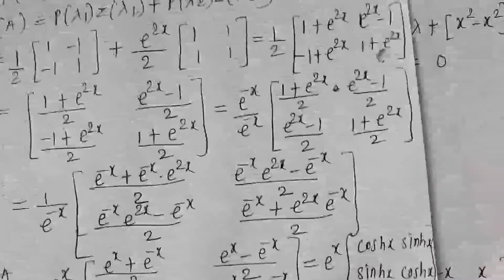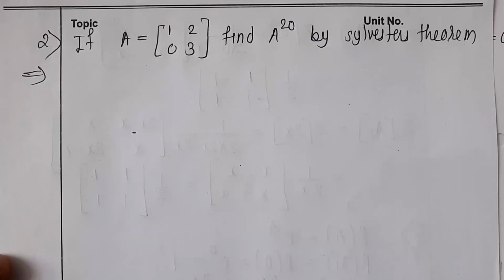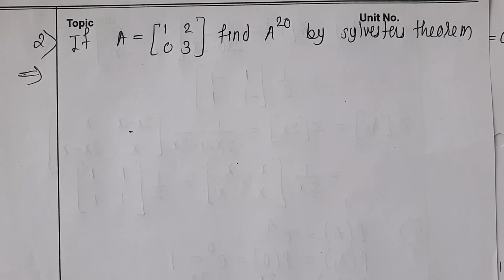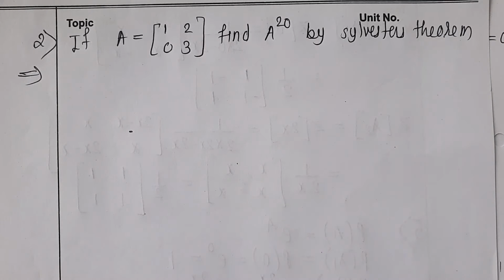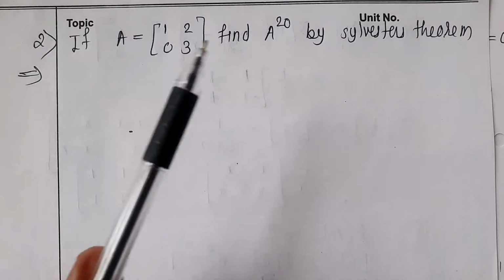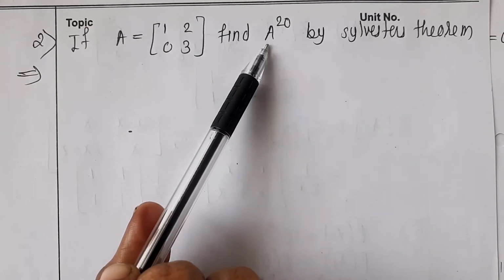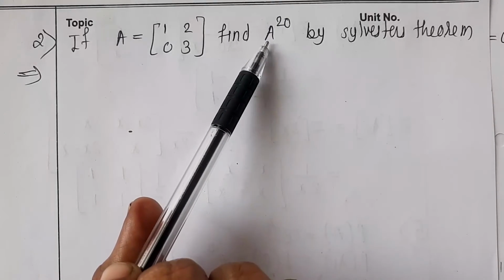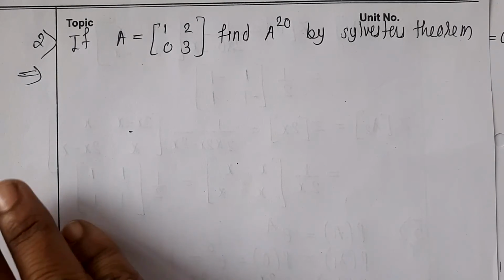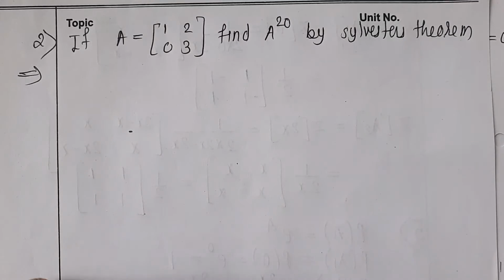Similarly, you can find out any power of a matrix. You can find out the inverse of a matrix, you can find out A to the power 2, A to the power 5, 50, say 100. So like that we can find out any power of a matrix by using Sylvester theorem. We can prove any statement by Sylvester theorem, we can express a polynomial by using Sylvester theorem, we can find the inverse by Sylvester theorem, as well as any power. So these are the basic uses of Sylvester theorem.